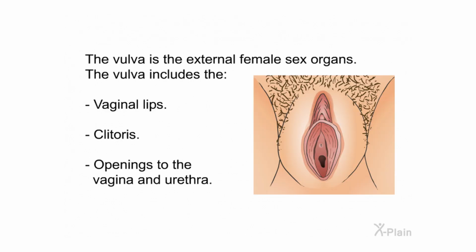Summary. The vulva is the external female sex organs. The vulva includes the vaginal lips, clitoris, openings to the vagina and urethra.